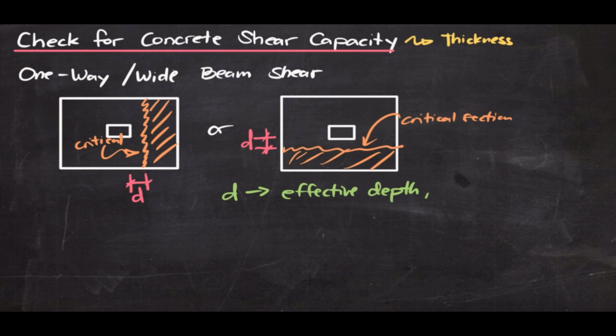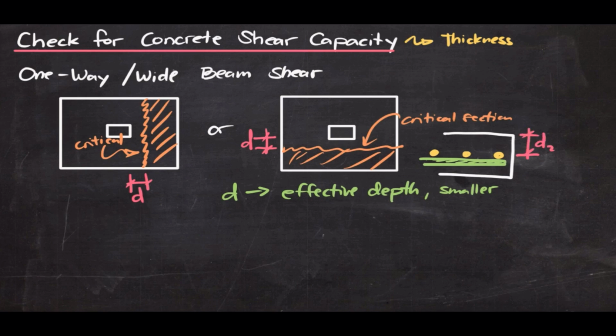For one-way shear, we use the smaller effective depth. And what do I mean by that smaller effective depth? If I draw the section for isolated footings, we have the bottom bars and the top bars. So this is part of the section of the footing. The effective depth, we will have two values. We have a smaller effective depth, let's call it d sub 2, and a larger effective depth, d sub 1. For one-way or wide beam shear, the conservative effective depth could be used, or that would be d sub 2.